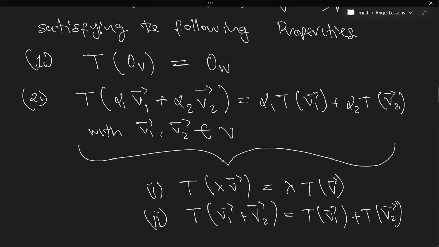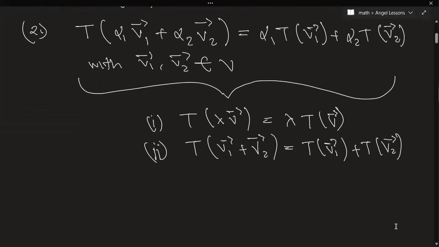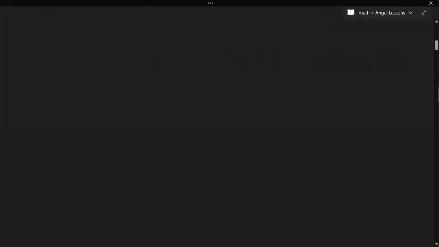So if you're fine with those questions, then we can move on to the next thing. The next thing that we want to discuss is two things that are quite important on this subject: the kernel and range of a linear transformation.